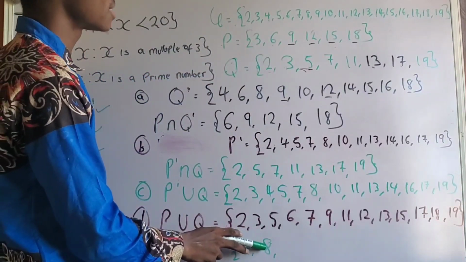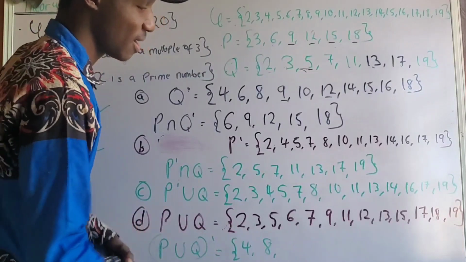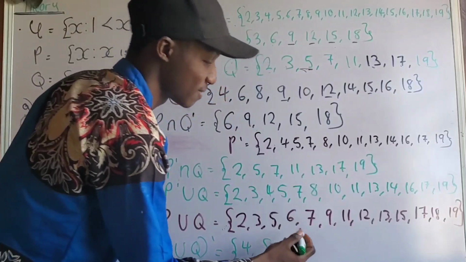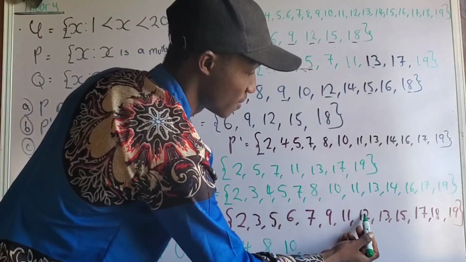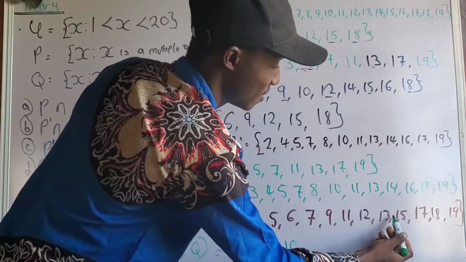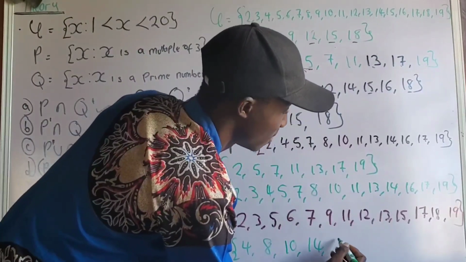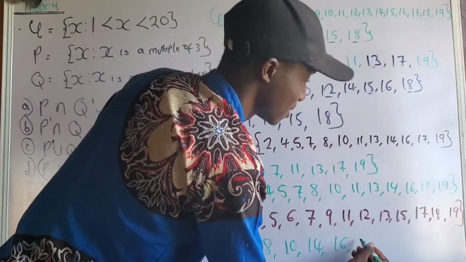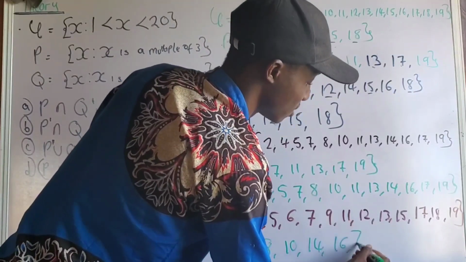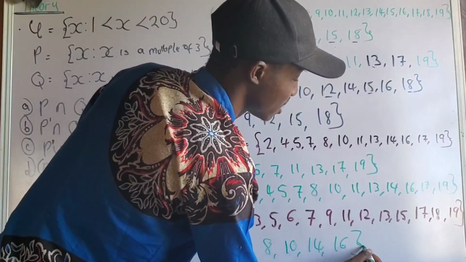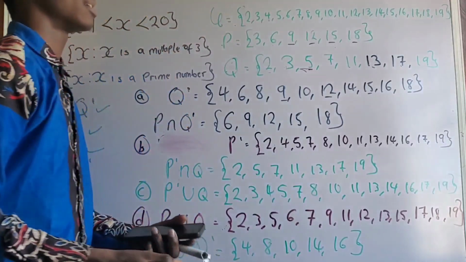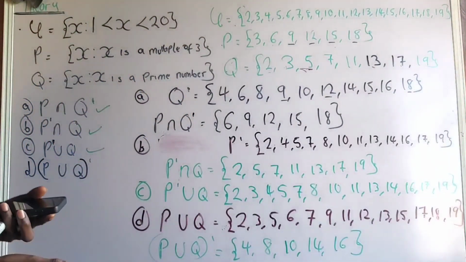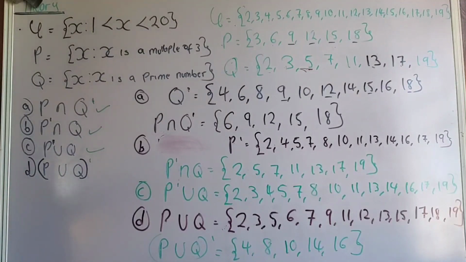After 4, we have 8. After 9, 10 is not present, so we put 10. After that, 11 is present, 12, 13. We put 14, 16. These are all the elements that we have in the P union Q complement: 4, 8, 10, 14, and 16.